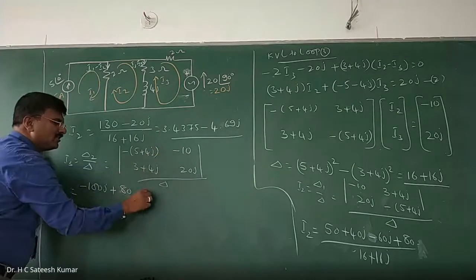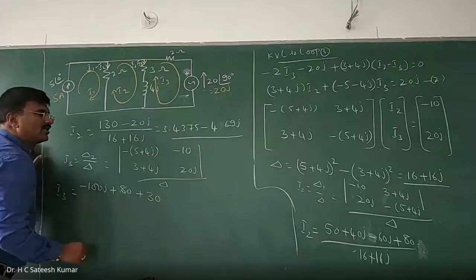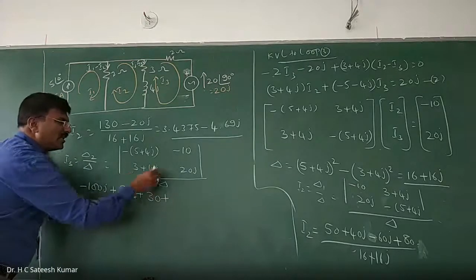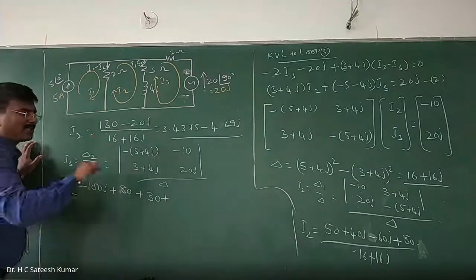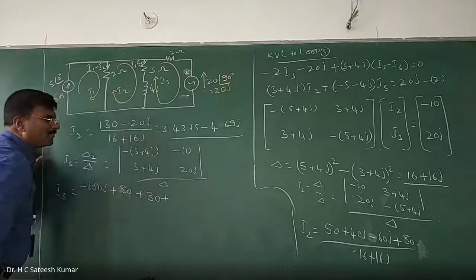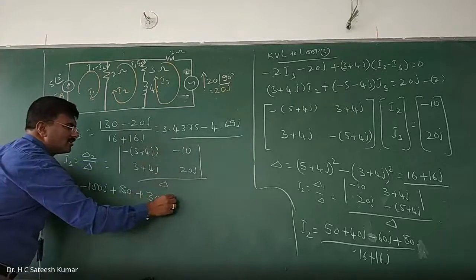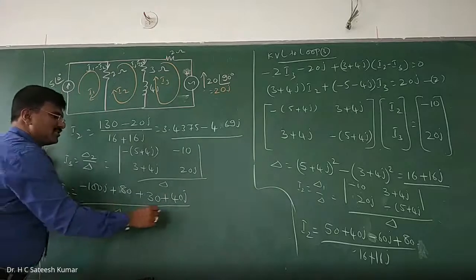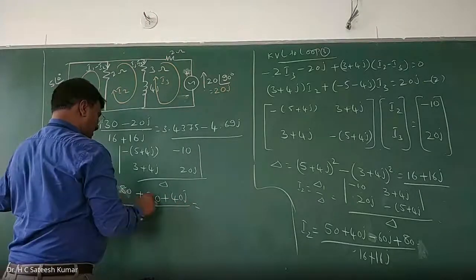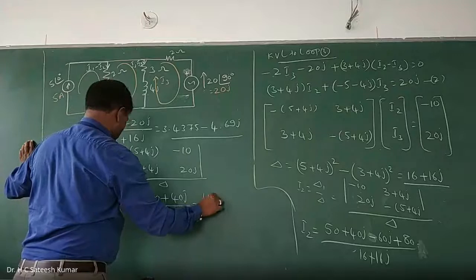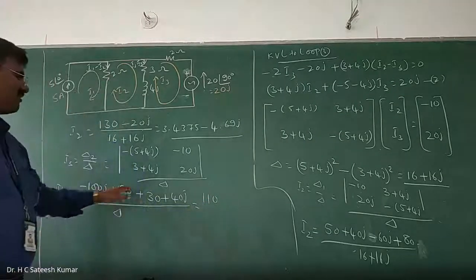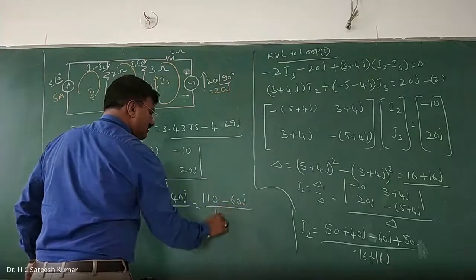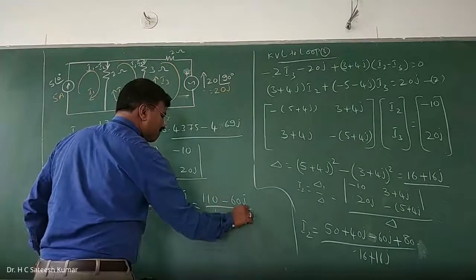10 into 3, 30. And what do we have? Plus 10 into 4. Already I have taken the determinant minus, just multiplied with the determinant minus, minus into minus plus it becomes. So 10 into 4 is what? 40j divided by delta, which is nothing but equal to 30 plus 80, 110, minus 100j plus 40j, minus 60j divided by 16 plus 16j.